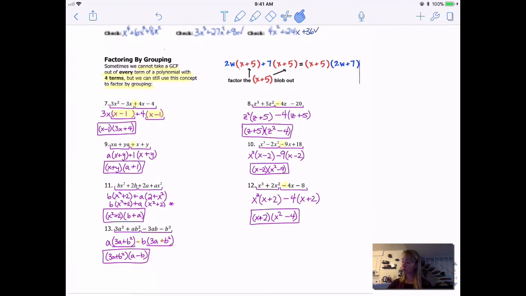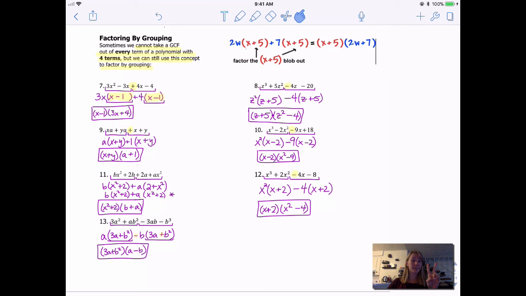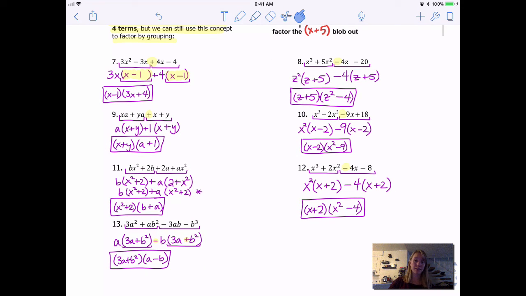So that was factoring by grouping. That was video 2, and you can pause this video or just click out of this video and go on to the last video for today.